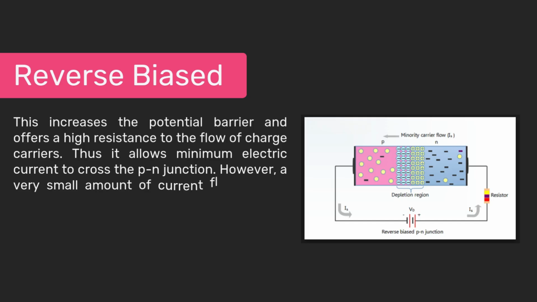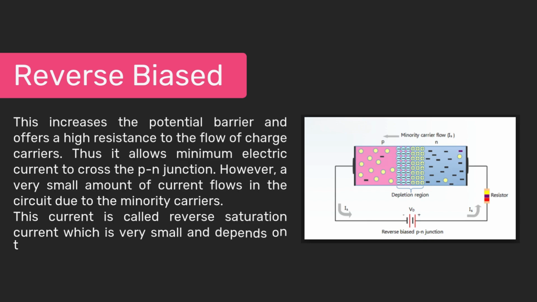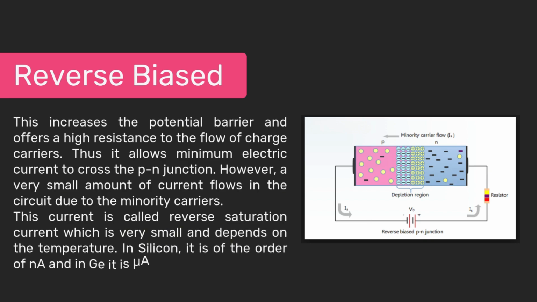However, a very small amount of current flows in the circuit due to minority carriers. And this current is called reverse saturation current, which is very small and depends on the temperature. In silicon, it is of the order of nanoampere, and in germanium, it is of the order of microampere.